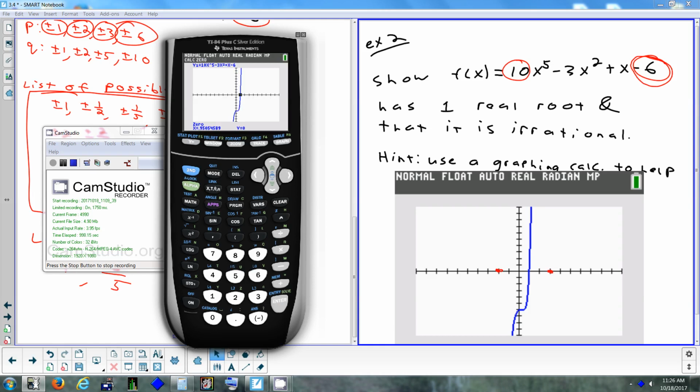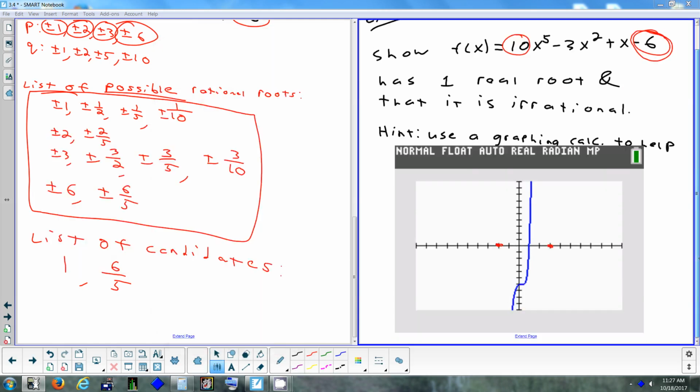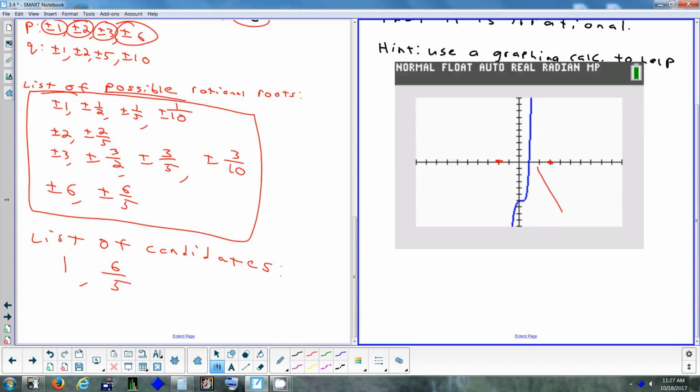So it looks like it was close to 1, but it actually wasn't. It was 0.951. Okay, that's where it crosses the x-axis. Okay. So right here, that's about 0.951. How come 0.951 has to be irrational?